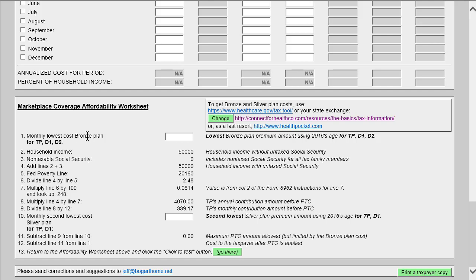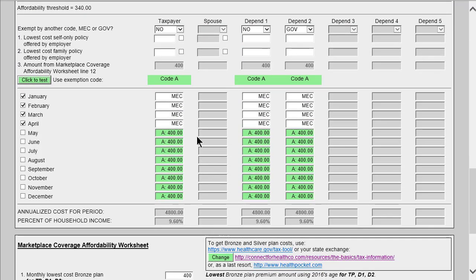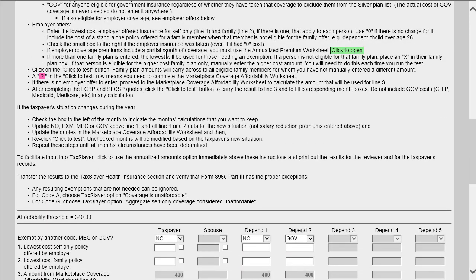So let's say that we go to our marketplace and we have discovered that for the taxpayer and the two dependents, for a bronze plan, it's going to cost us $400. And for the silver plan, for the taxpayer and the first dependent, because Grandma is eligible for government insurance, Grandma is not eligible for a PTC, so she's not included in the silver plan. So maybe that only costs $200. We can click to test. We find out that it's going to cost the full $400, and that is unaffordable. So these folks all qualify for Code A exemption in May through December.